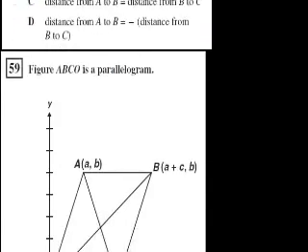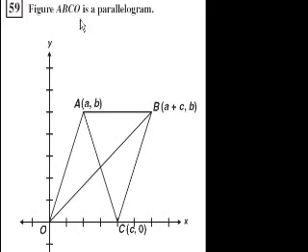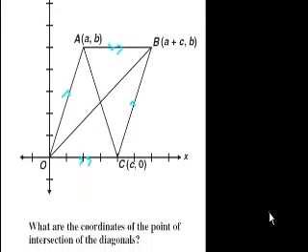Next problem, 59. Figure ABCO is a parallelogram. Fair enough. That's parallel to that, and that's parallel to that. What are they asking us? What are the coordinates of the point of intersection of the diagonals? So what are these coordinates? We've mentioned it before, but the crux of this problem, what you need to know, is that for any parallelogram, the diagonals bisect each other.